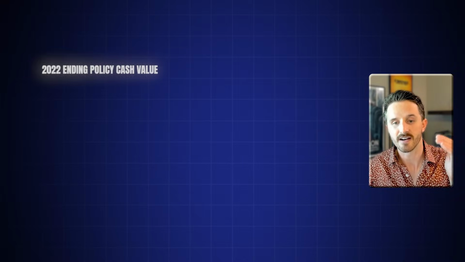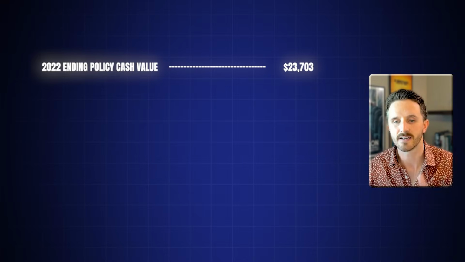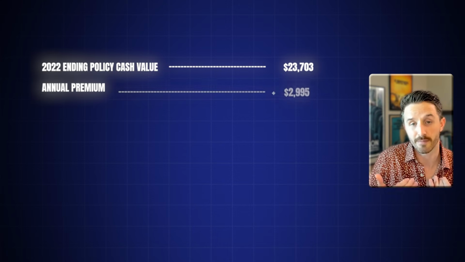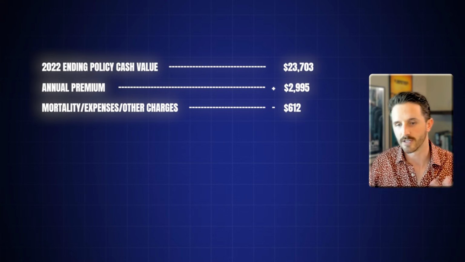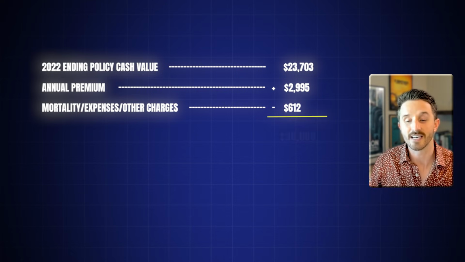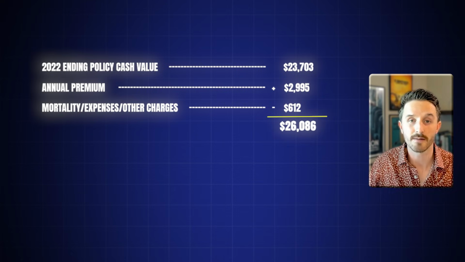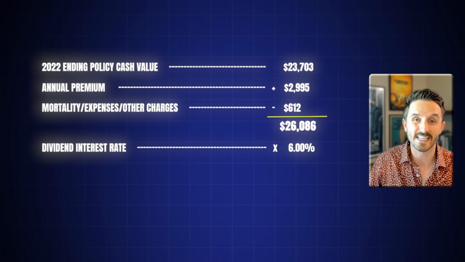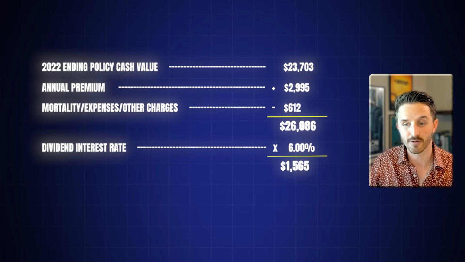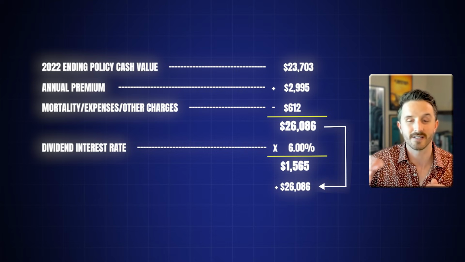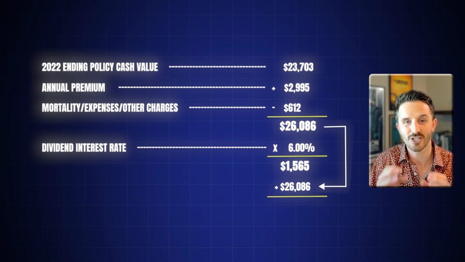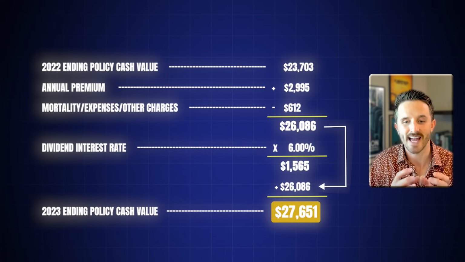So you're going to take the cash value from last year, right? So the ending policy cash value. You're going to add the amount of premium that you funded this year, and then the net charges get subtracted from that, which in this example is $612, and then you get a certain number. That number is then multiplied by the current dividend interest rate for that year. Then that number, which is 1565, gets added back to the number that you got after the mortality experience and the charges were subtracted. And then the addition of those numbers is the current year ending policy cash value, which in this example is 27,651.